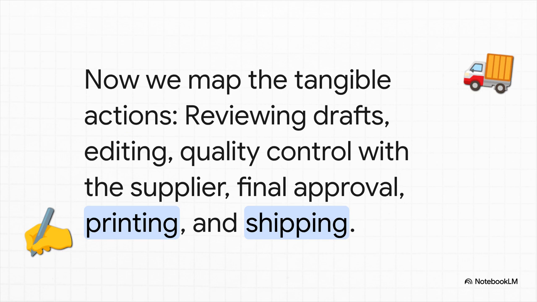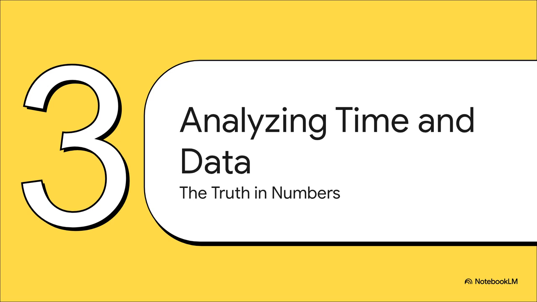Reviewing and updating the drafts, doing the first draft editing, quality control with the supplier, getting that final approval, getting the print proofs, and finally receiving and shipping those finished books to the client. So drawing the map is just the first part. The real power, the magic, comes from the data you collect at each of those steps. This is where we find the truth, hiding in the numbers.